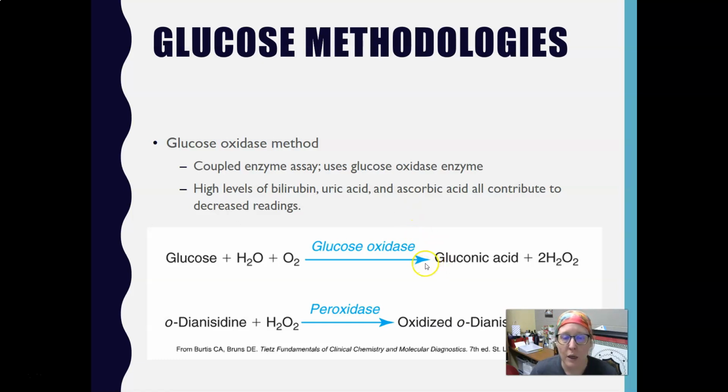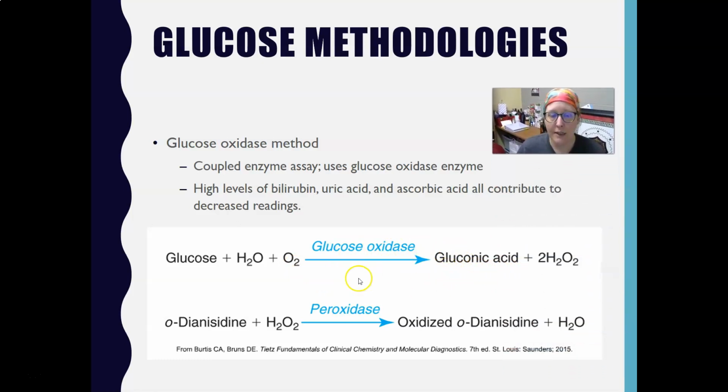So with this one, glucose and water and oxygen react with glucose oxidase, which creates gluconic acid and 2 hydrogen peroxides. Then the hydrogen peroxide reacts with o-dianisidine, which is basically a color indicator, and peroxidase, and you get oxidized o-dianisidine and water. This is a colored reaction, and it is proportional because for every molecule of glucose you get one of those, so you have a color change proportional to the amount of glucose. So here you go.